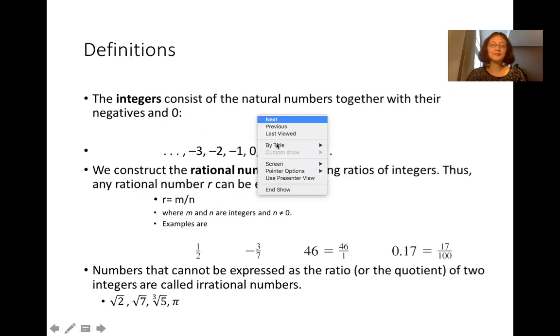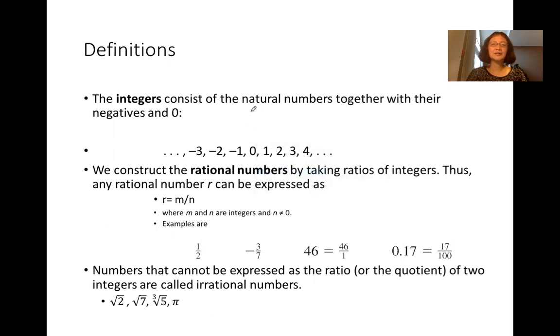So first, what are natural numbers? Those are the whole numbers for counting objects or people. So numbers 1, 2, 3, 4, 5, etc. are natural numbers. If you use natural numbers plus 0 and all the negative whole numbers, that is the integers. So integers have all the natural numbers together with negative whole numbers and 0.